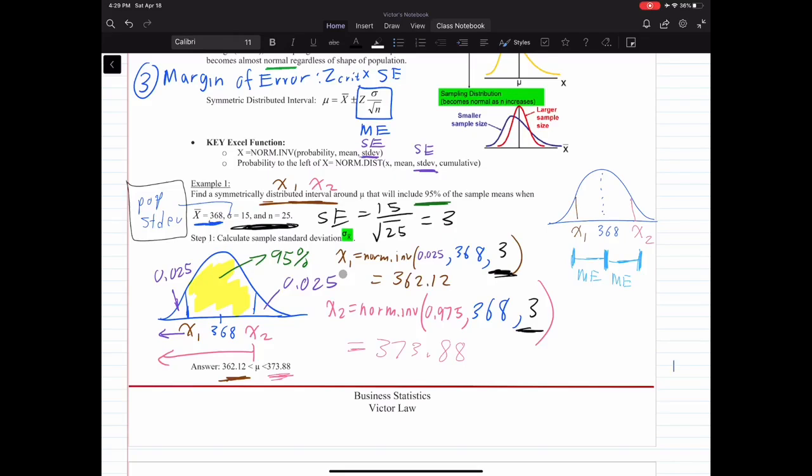So for x1, we have norm.inv, open bracket, and it will ask you for three variables. The first is the probability to the left of x1. The second is your 368, which is your sample mean. The third is your standard error, which we calculated here as 3. That's why we put the 3 here. We put the standard error into the formula because we're dealing with sampling distributions. I'll show you how to do that in Excel right now.